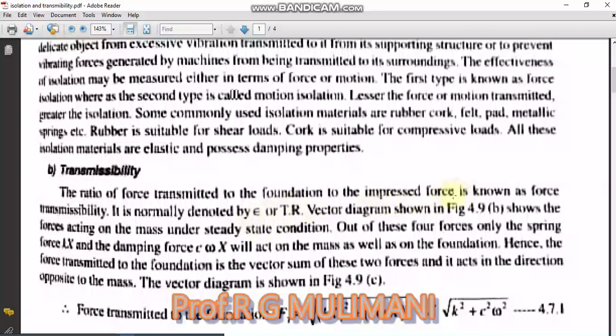In the case of machines, the impressed force is due to the deviation of the eccentric mass. It is denoted as epsilon. Epsilon is the transmissibility ratio. What is the transmissibility ratio? The ratio of force transmitted to the foundation to the impressed force.